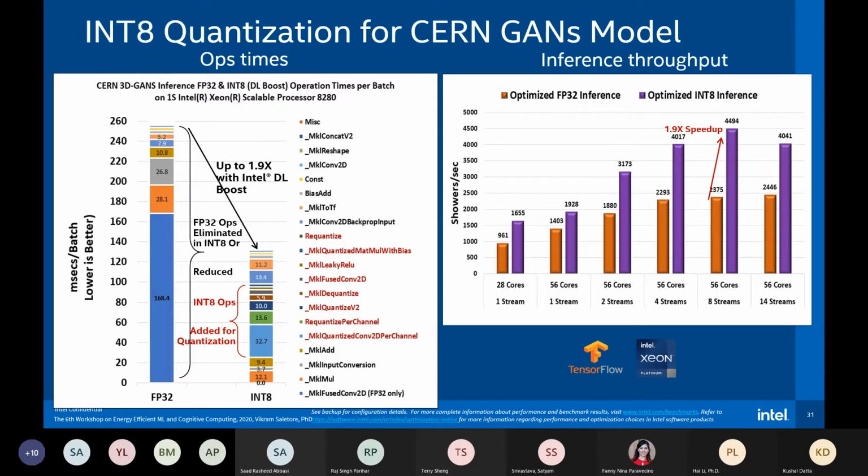As you can see, the throughput is at least 2x on this one. The reason we get a smaller speedup with GANs compared to the benchmarks is that the share of operations that can be quantized in this GANs model is about 60%, and Amdahl's law tells you that you're not going to see a large percentage increase.